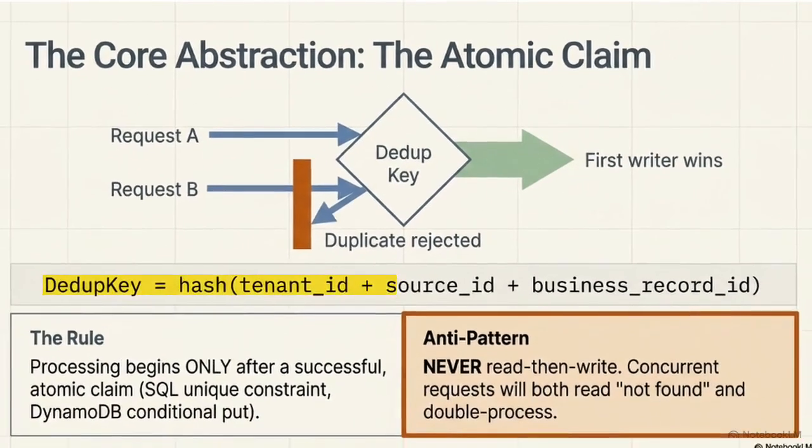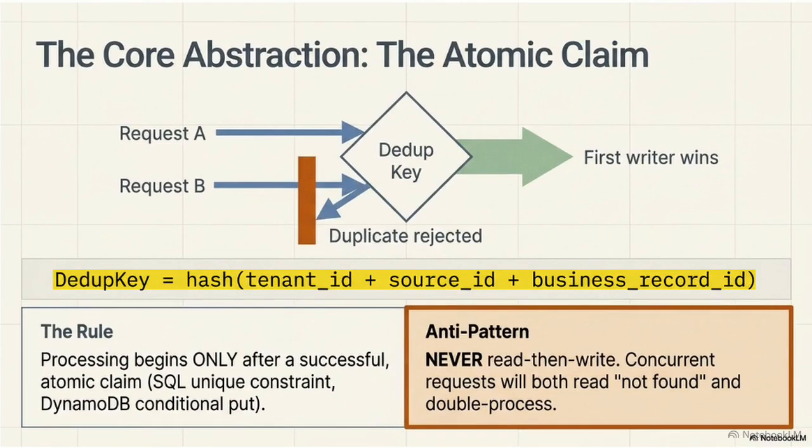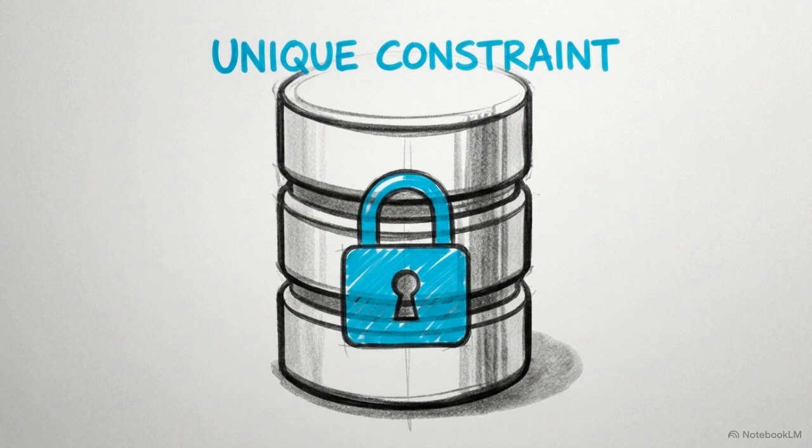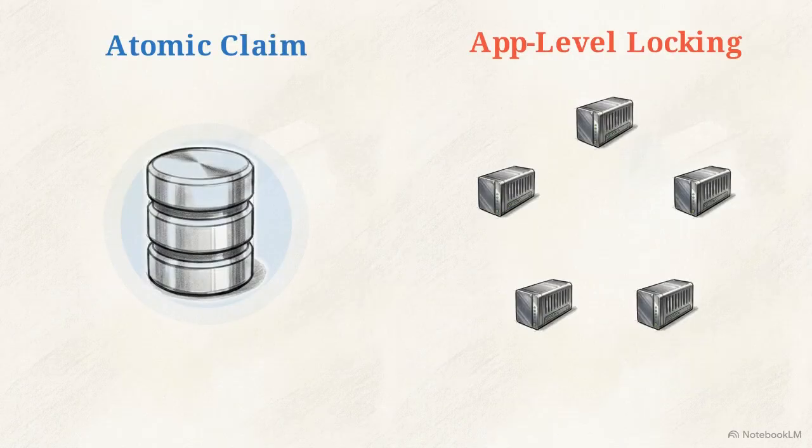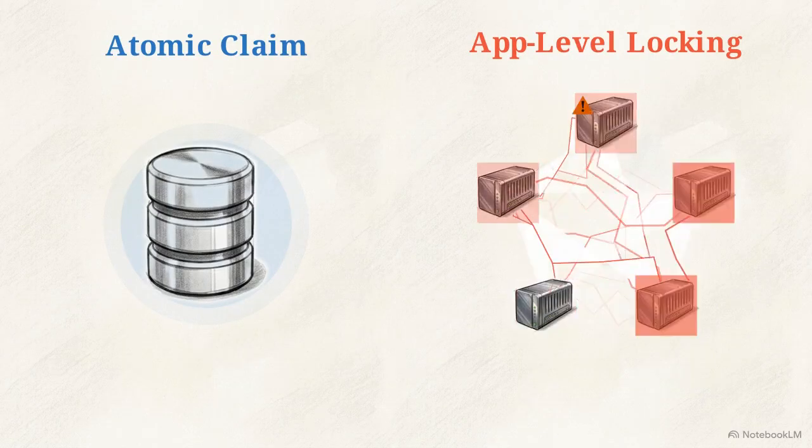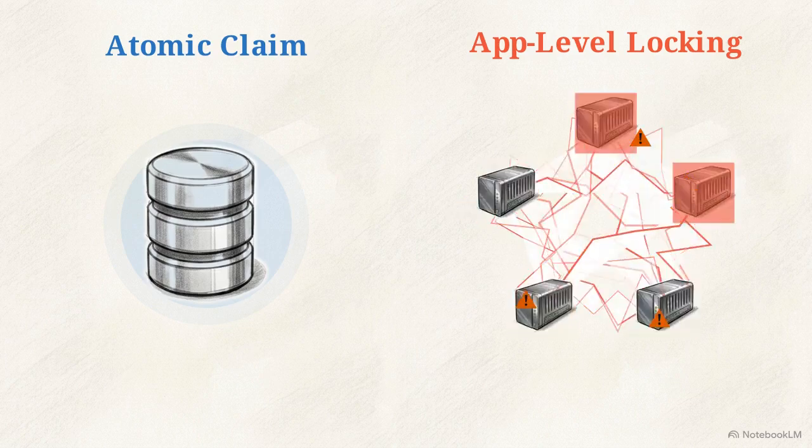Look at the highlighted formula. Hashing the tenant, source, and record ID ensures every duplicate resolves to the exact same string. By offloading the resolution of the race condition directly to the database's atomic constraints, you guarantee absolute correctness. You avoid having to build complex application-level locking mechanisms, which are prone to failure and difficult to scale.